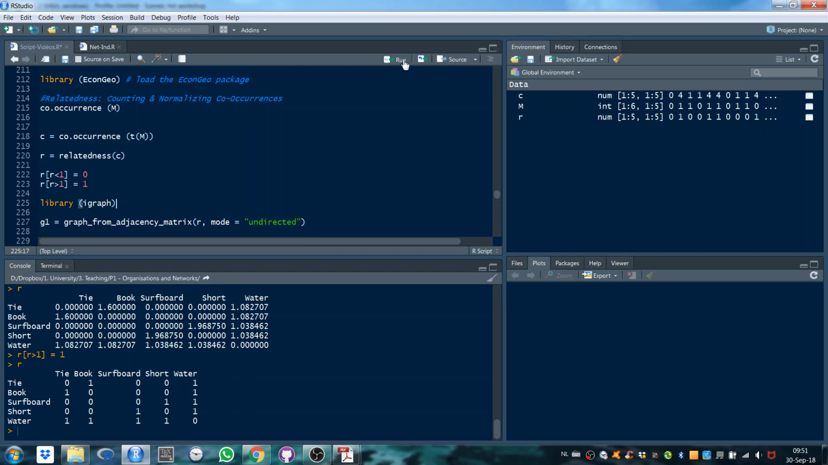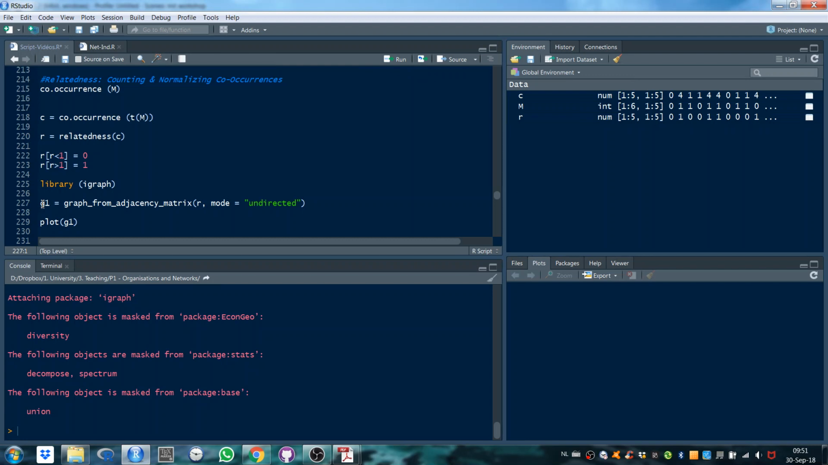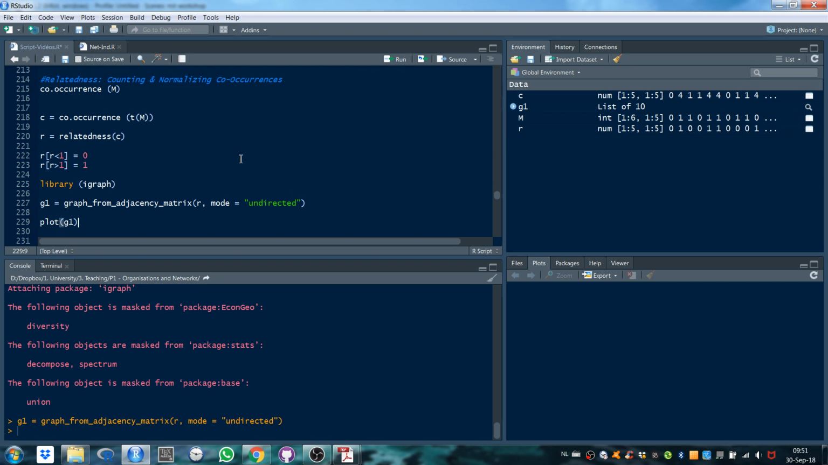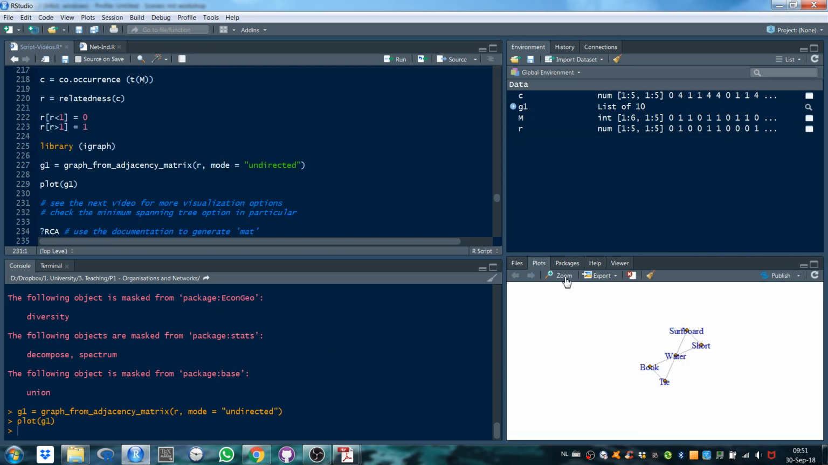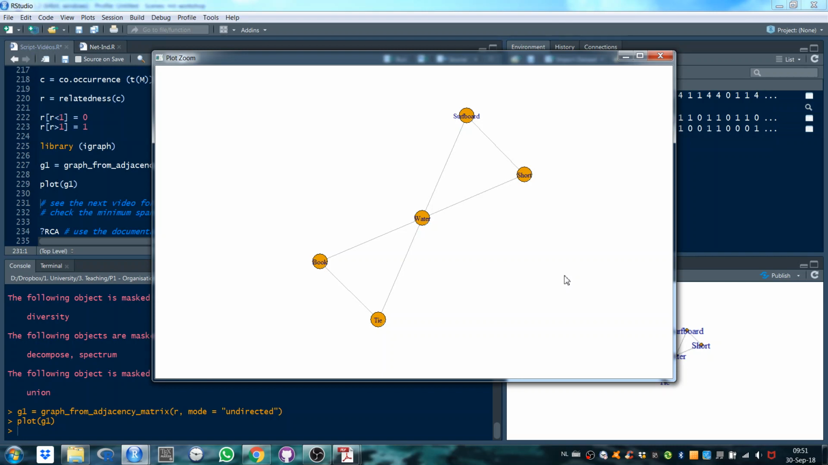And I can plot this. So remember, I just use the iGraph package. I create an object G1 from my relatedness matrix, and then I just plot G1 here. Okay, so I get water related to surfboard, and I have surfboard related to short. So remember that water is related to everything here because it's still slightly above 1, but I could also use a threshold of 1.2 and then water will become isolated, right? And then I have indeed my book and my tie. Well, they're related, that makes sense. My surfboard and my short, they are related, that still makes sense.